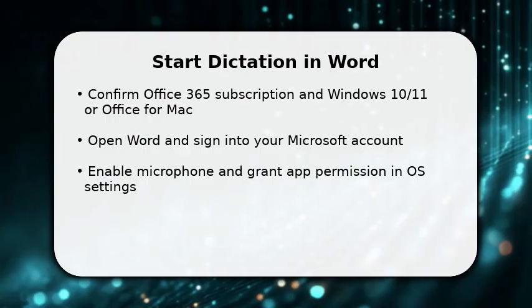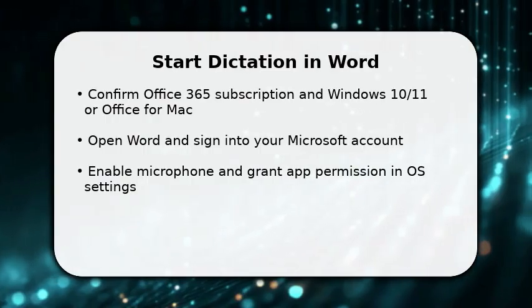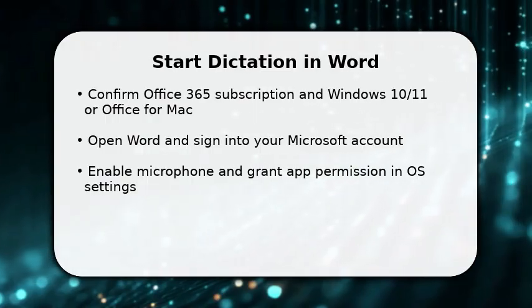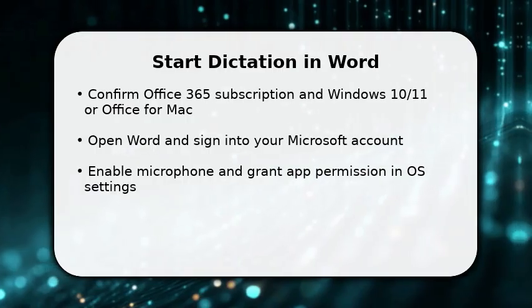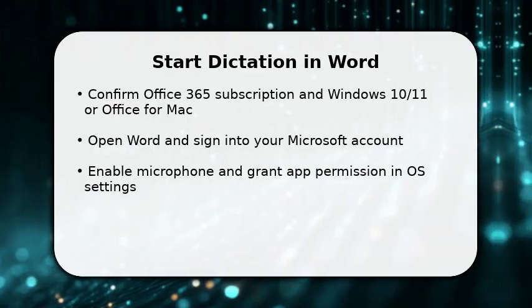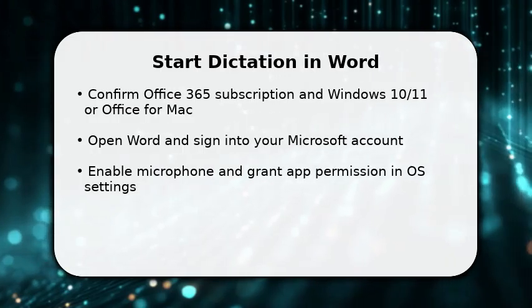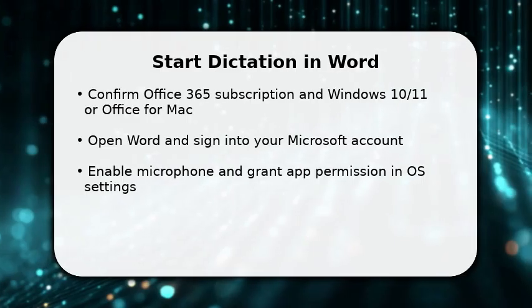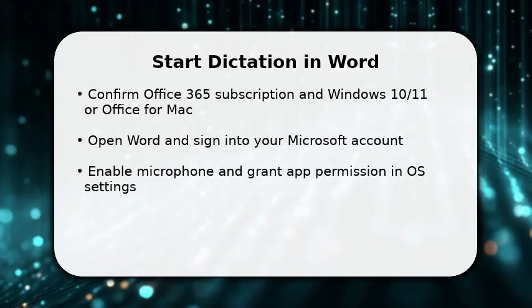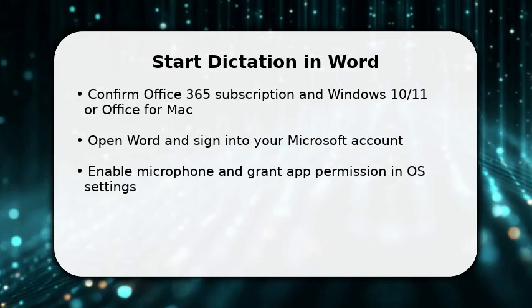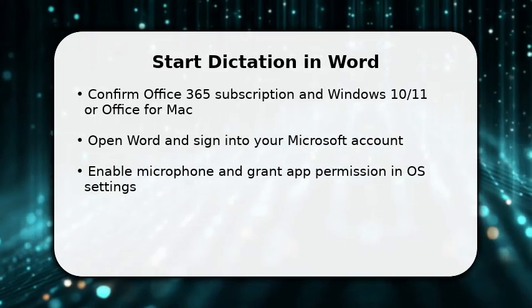You begin by opening Word and signing into the Microsoft account tied to your Office 365 license. Make sure your microphone is connected and OS permissions allow Word to use it. In Word, select Home, Dictate to start live transcription, or use Transcribe under Dictate for uploaded audio. Once done, choose Language and Microphone input.